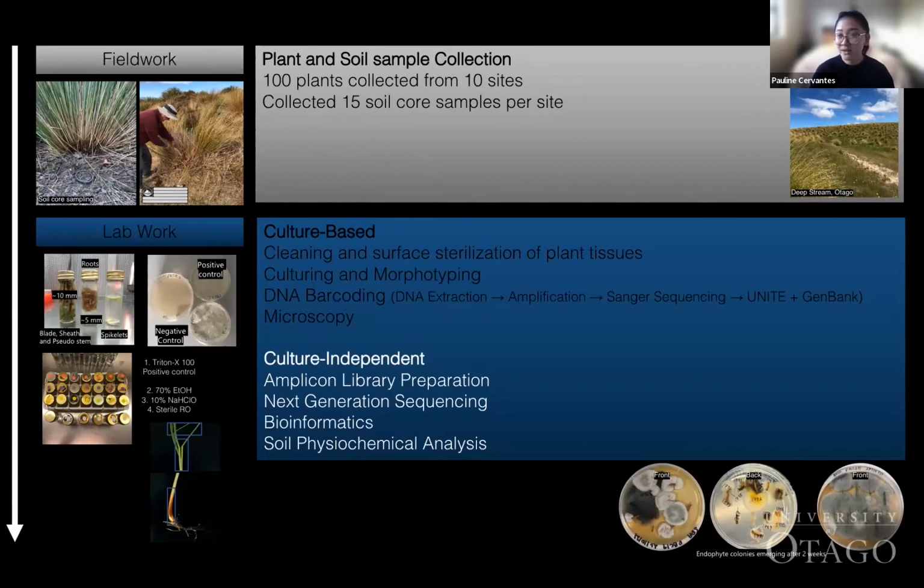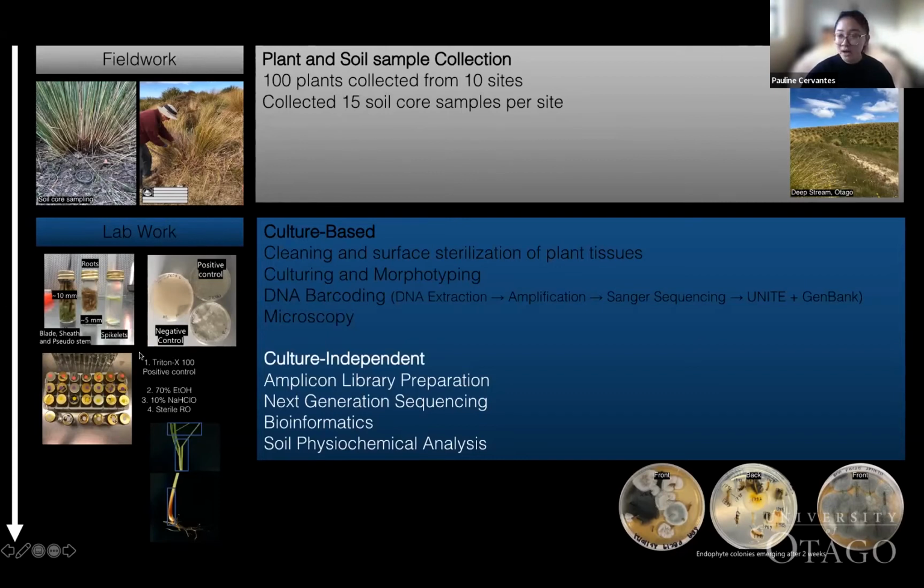So for now, in the last 6 to 8 months, I've been focused more so on the culture-based approach, and the results that I'll be talking about later on will be from that. So once I've gathered the plants, I then cleaned and surface sterilized them using the sequence of Trident X, ethanol, bleach, as well as cleansing with sterile RO. And I looked into the blade, sheath, and pseudostem region, as well as the roots.